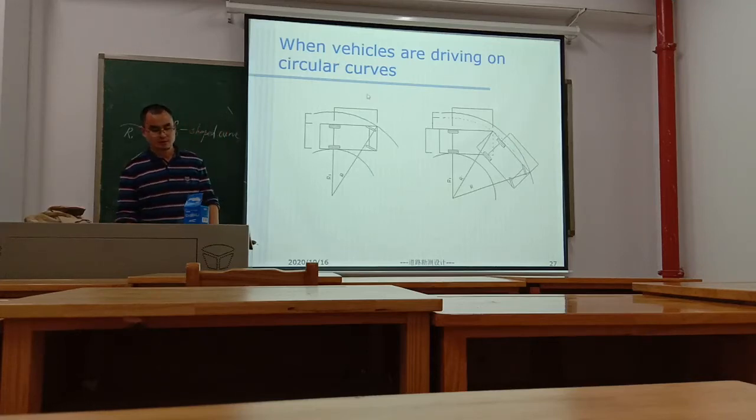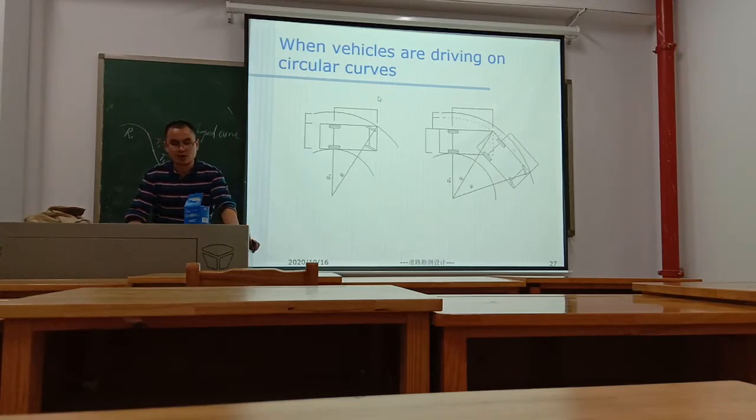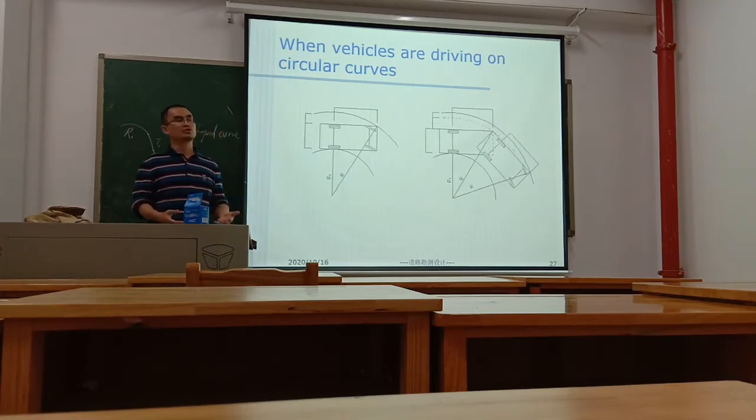When vehicles are driving on such a curve, this is a normal vehicle, such as a car or light truck. This is a heavy truck with two axles.